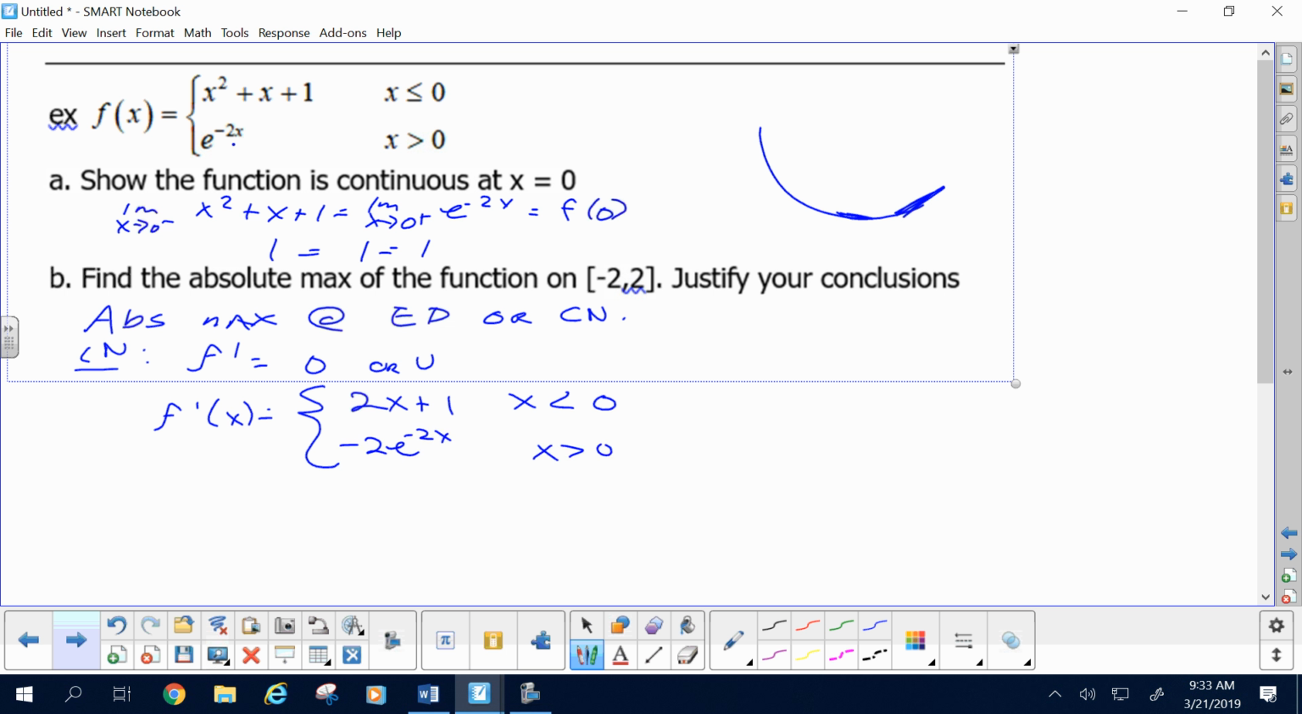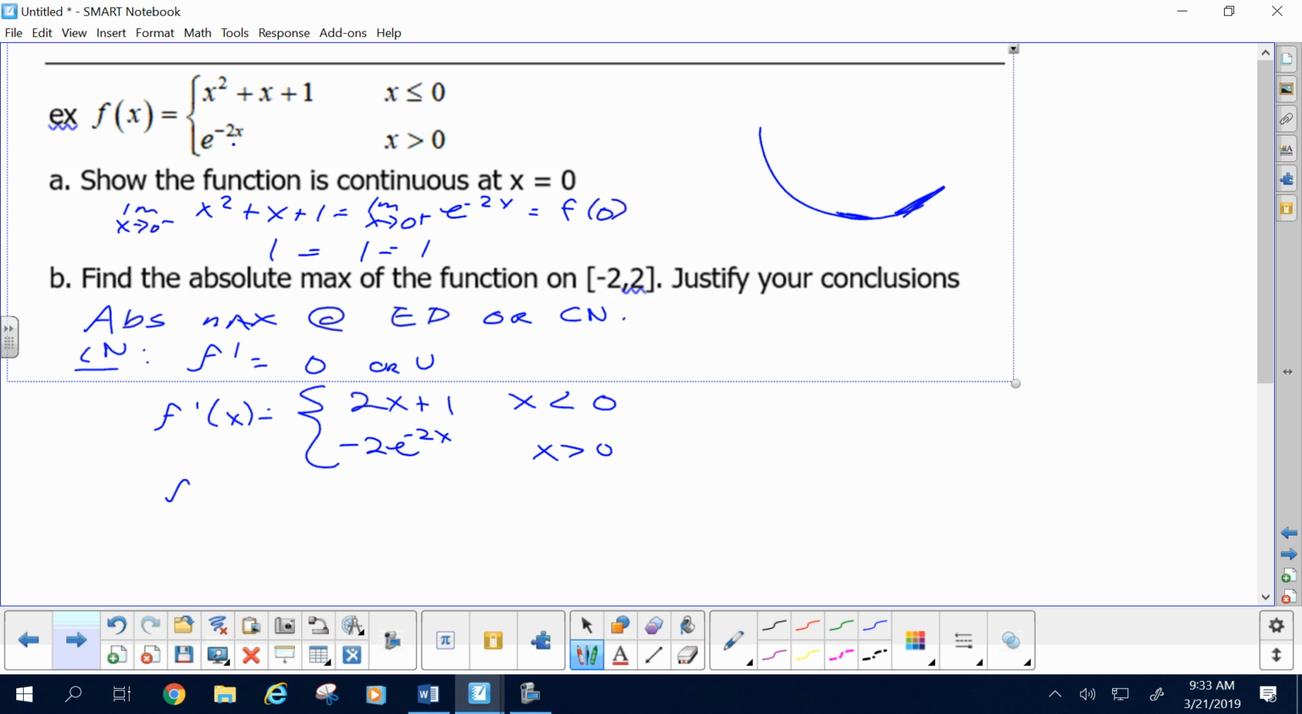Now what is that slope going to be when it picks up? At x equals 0, that slope is -2. So are the slopes the same on either side? They are different. So should the derivative be defined or existing there? No.